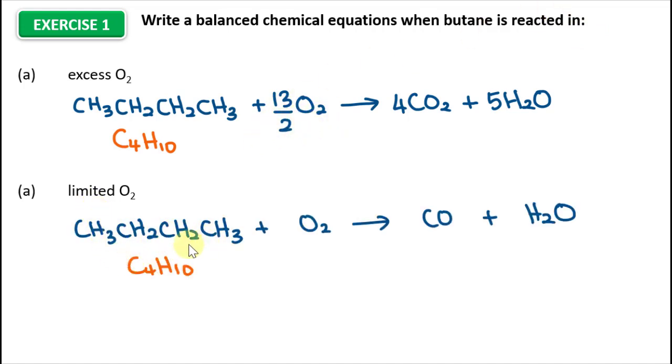While if we burn our alkane in a slightly limited oxygen, it will produce carbon monoxide and water. So balance our equation. We will get 1 mole of butane reacted with 9/2 moles of oxygen to produce 4 moles of carbon monoxide and 5 moles of water.